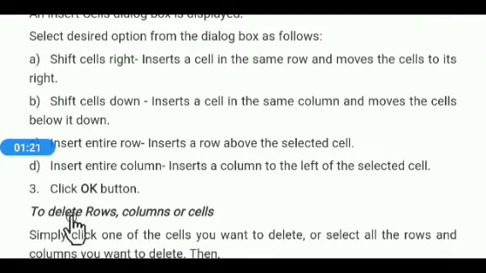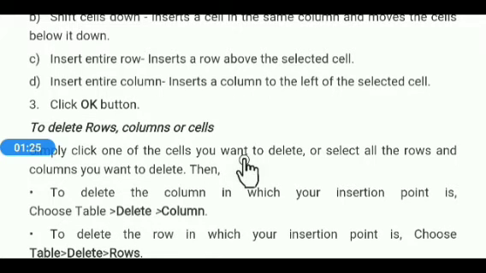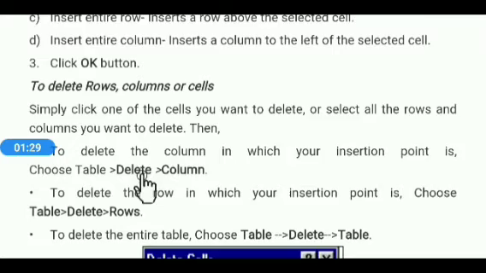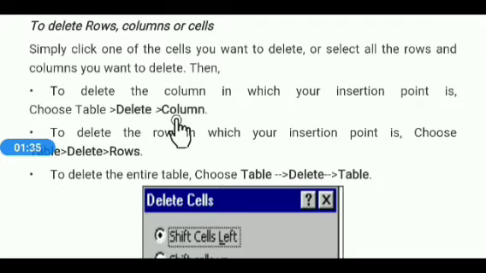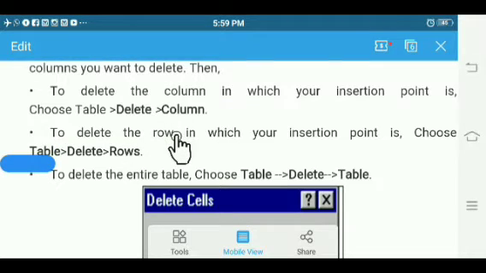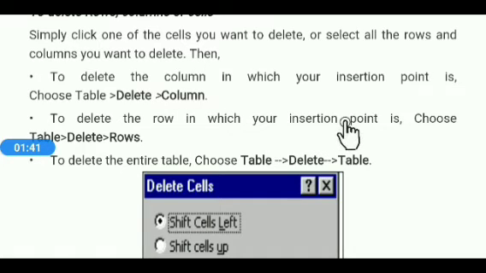Then next is to delete rows, columns or cells. Simply click on the cells you want to delete or select all the rows and columns that you want to delete. For this, follow the given steps. Firstly, click on the table menu, then click on the delete option, then select the column option. To delete the row in which your insertion point is, choose the table option, delete option and choose the row option.